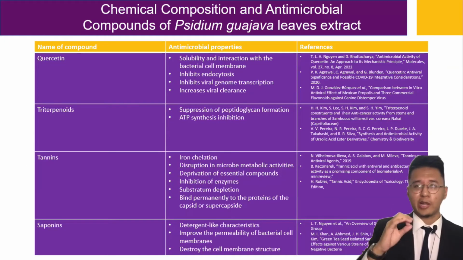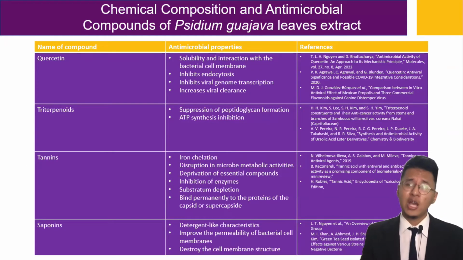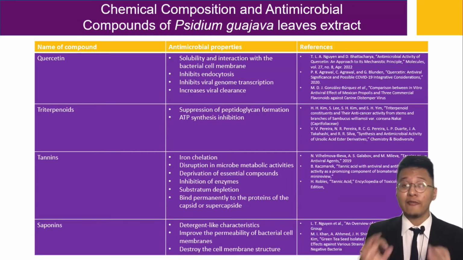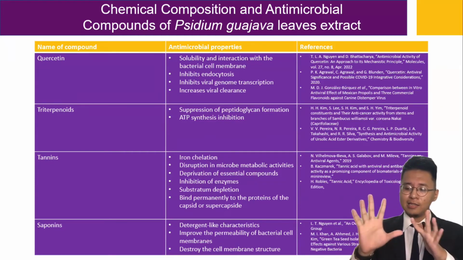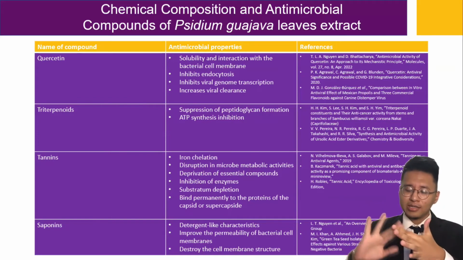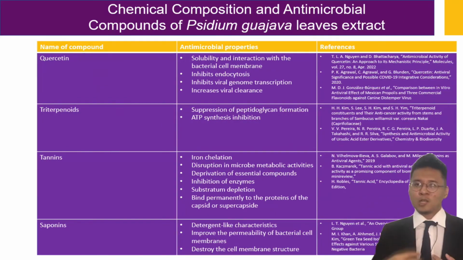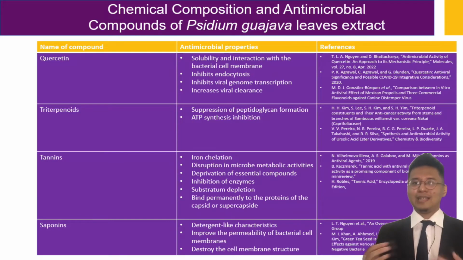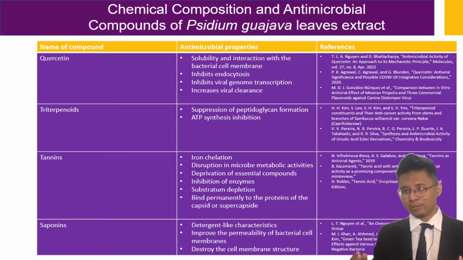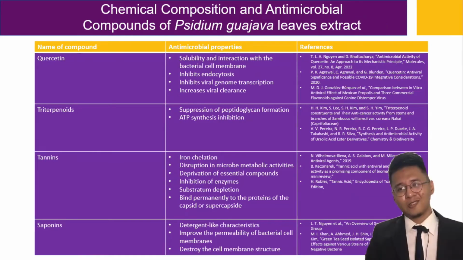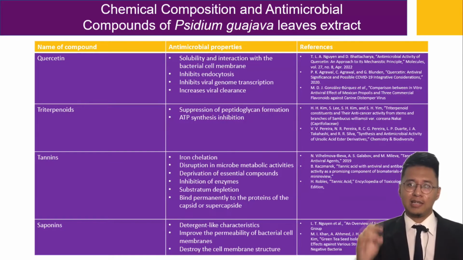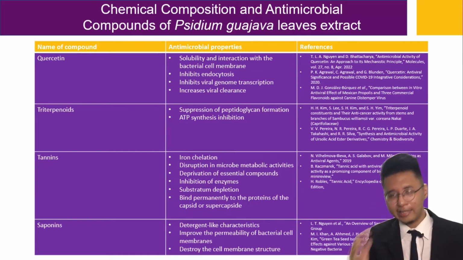To study the antimicrobial properties of Psidium guajava leaf, we must look into its chemical compounds and composition. The most prominent, found in copious amounts, include saponins, tannins, quercetins, and triterpenoids. Quercetin could increase the solubility and interaction with the bacterial cell membrane, which damages the cell membrane and hinders matrix production. Quercetin could inhibit endocytosis by inhibiting phosphatidylinositol 3 kinase.